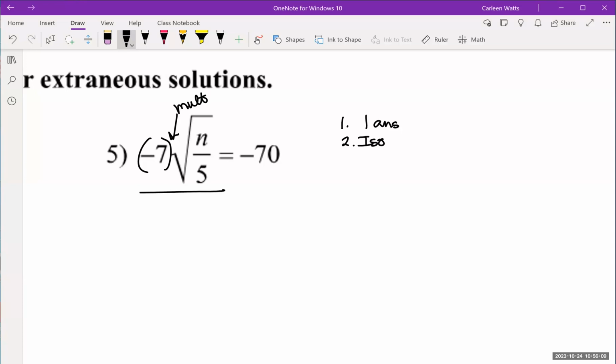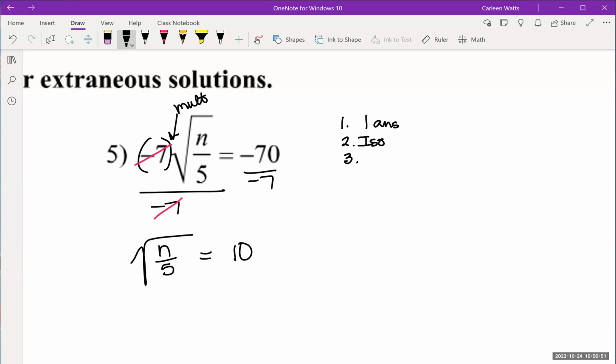I'm going to divide by -7. Can you see how it'd be so easy to think, oh, add? No, no, no, no, no. Look, in between the 7 and the square root is a blank space. Taylor Swift would say multiply. So cancel the -7s. And I have square root n over 5 is equal to +10, which is good because I need the other side to be positive. Otherwise, I get an imaginary number. Talk about that later. Okay, what's the third step?